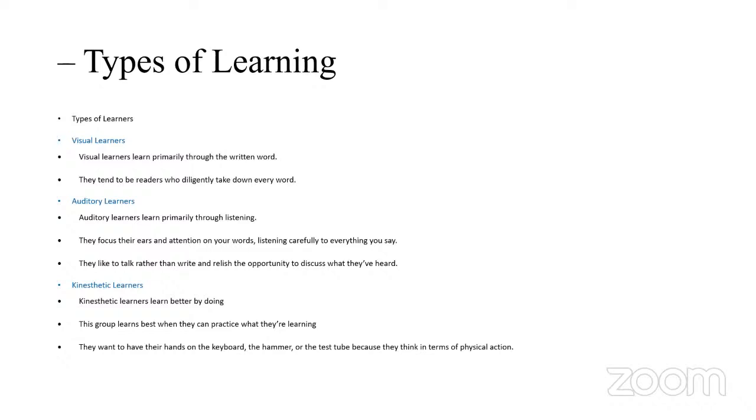The last type of learners are kinesthetic learners. So kinesthetic learners are doers, right? So they learn by doing. For them, practice is very, very important. They learn while practicing. So they always want to put their hands in everything in terms of physical action.